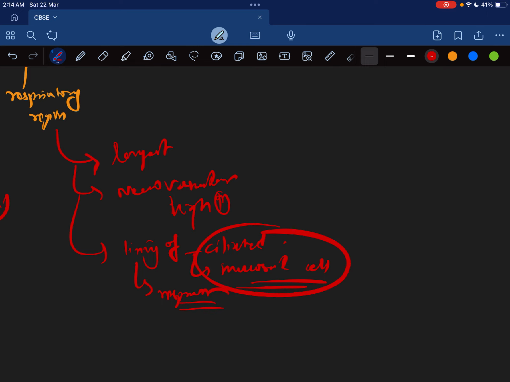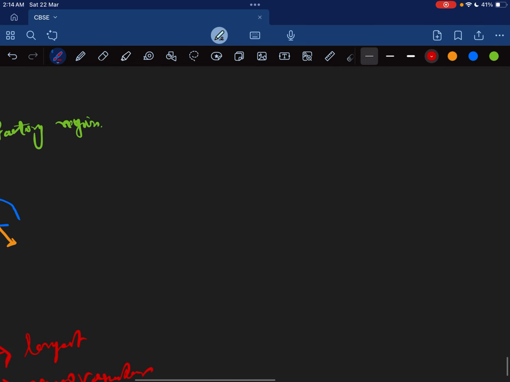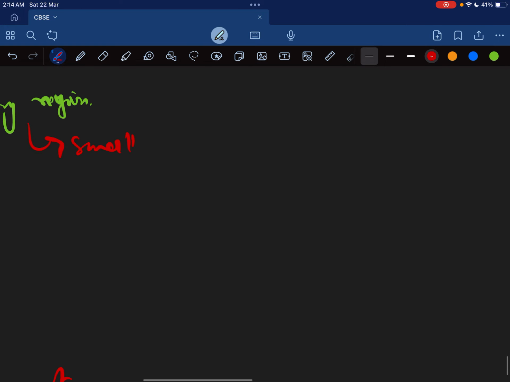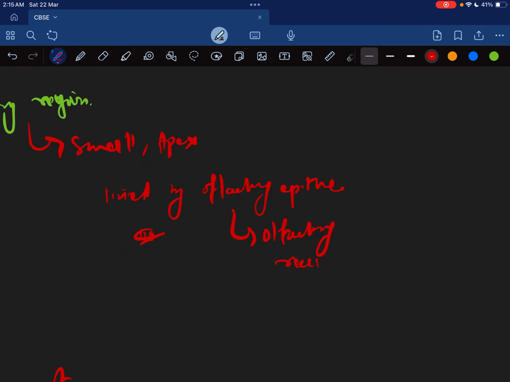So these are mucosal. And then when we look at the olfactory region, it is small, located at the apex. It is lined by olfactory epithelium, which contains olfactory receptors.